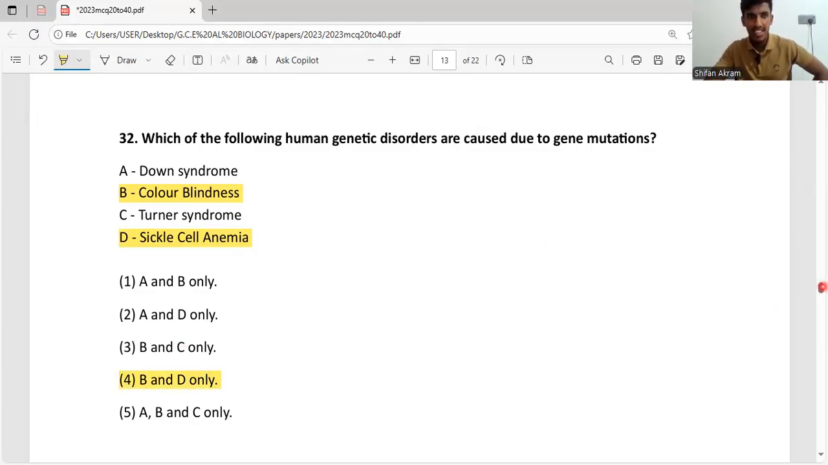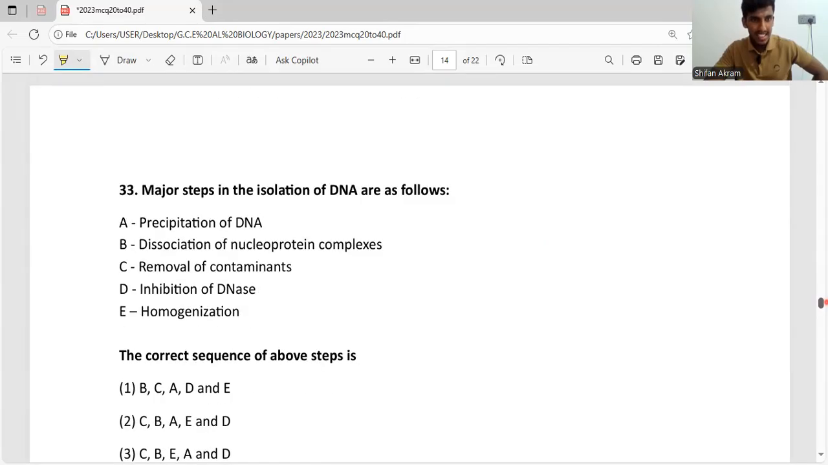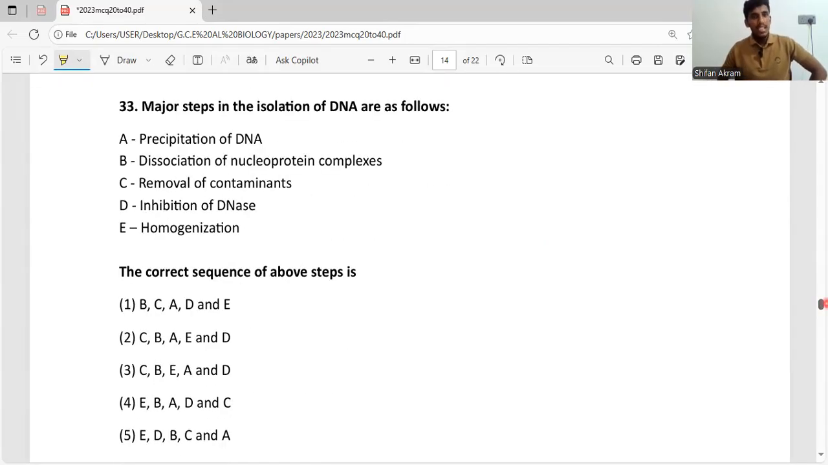Now let's go through question 33, yes. Major steps in the isolation of DNA are as follows. Okay, we know why isolation of DNA occurs, because we want to extract the DNA from what? Maybe from an animal cell, from a plant cell, maybe a bacteria. Right? So this process is done to extract the DNA from all these cells, and it goes in an order, but they have jumbled the order. We have to find the right order of the process.